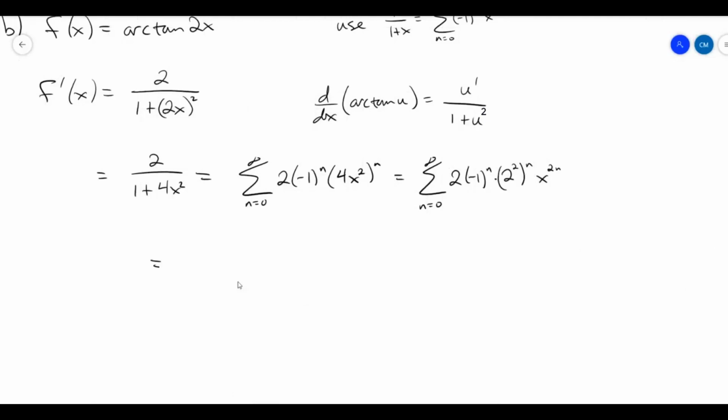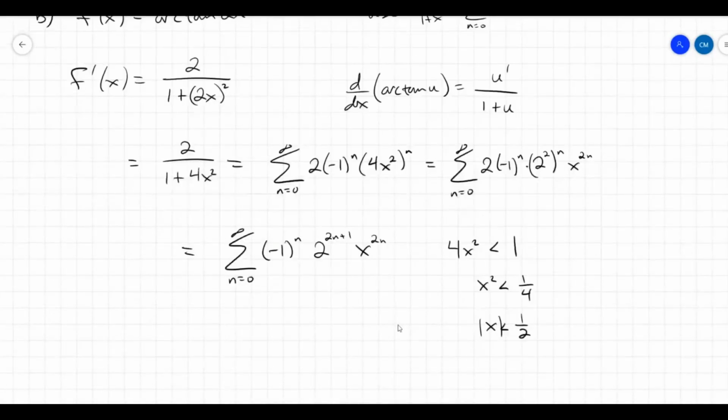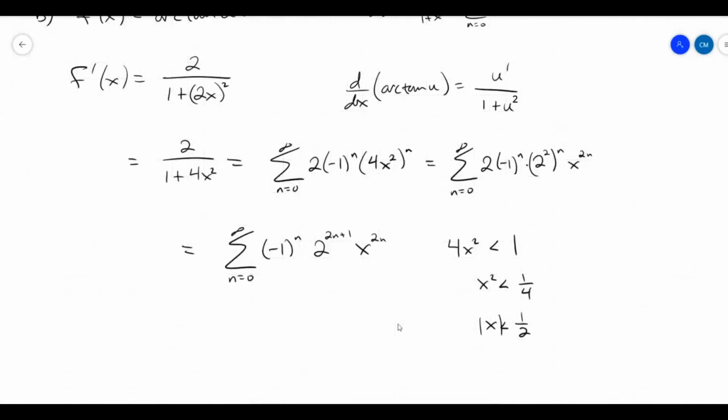Okay, so what we end up with here is negative 1 to the n times 2 to the power of 2n plus 1 times x to the power of 2n. And this will converge for 4x squared less than 1, or x squared less than 1/4, or absolute value of x less than 1/2. So the radius of convergence for this thing is only 1/2. Now, again, keeping in mind that this was the power series for the derivative, right? This is the power series for 2 over 1 plus 4x squared.